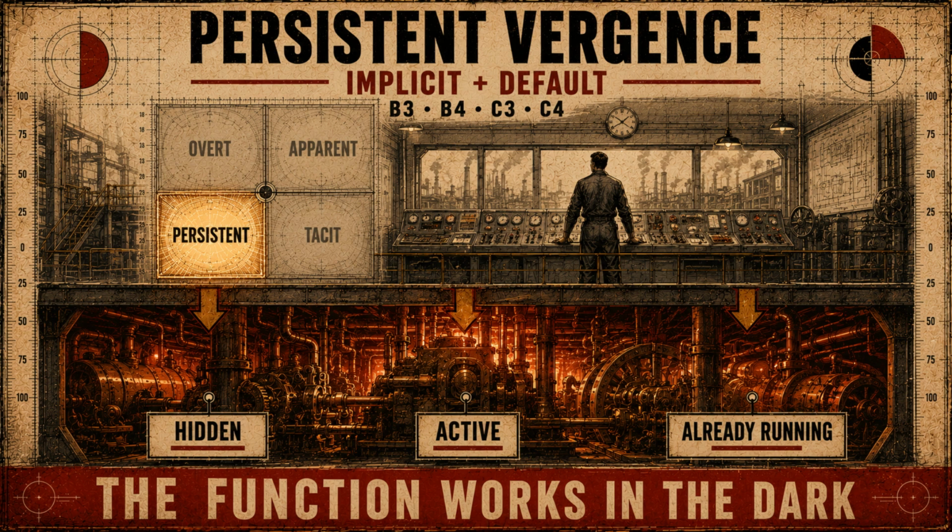In Model A, this had no separate place, but in Model L, persistent becomes visible as one of the missing radial vergences, implicit, default. The function works in the dark, but the system is already using it.